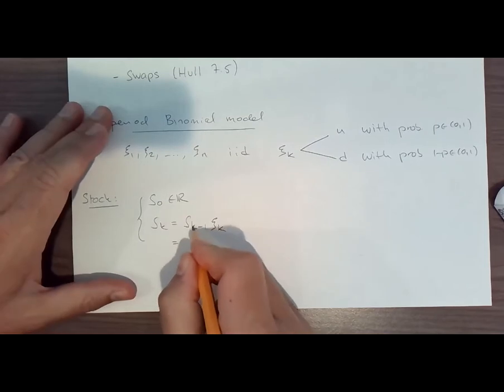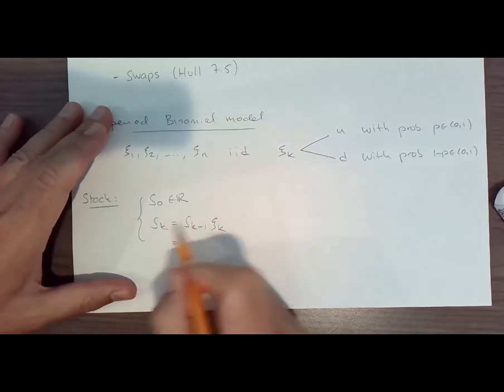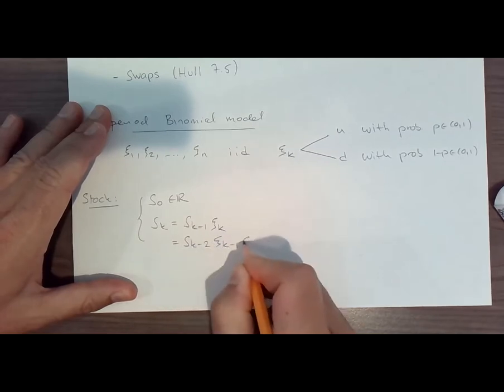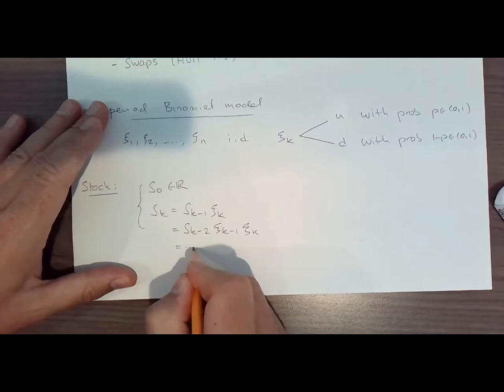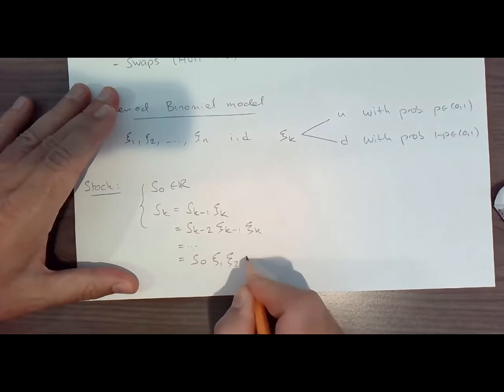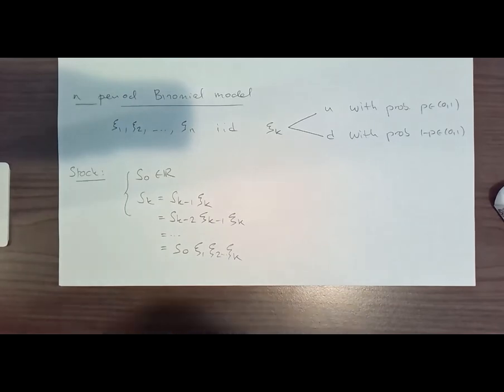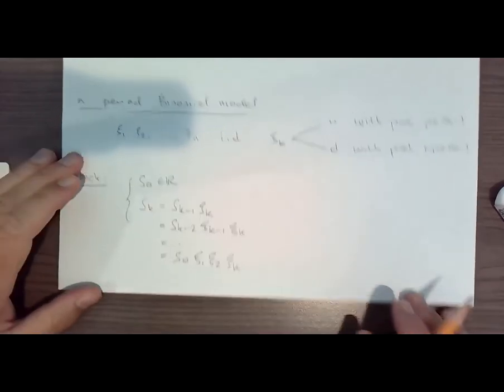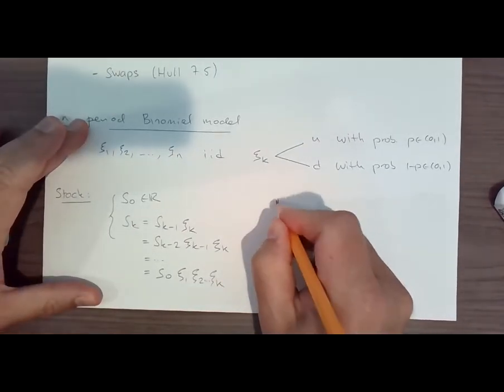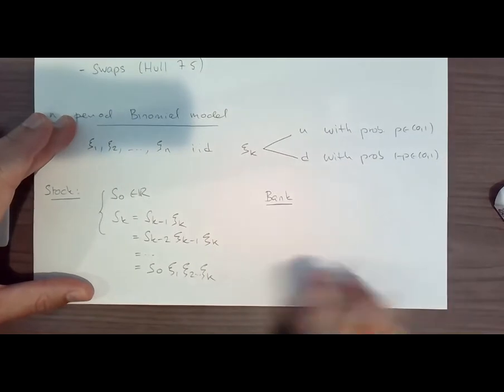And so that's the recursive structure. And of course, I can plug in Sk minus 1 has exactly the same form. So here I can write Sk minus 2 times psi k minus 1 times psi k. And I can keep doing this until I get down to S0, psi 1, psi 2, and so forth up to psi k. That's my stock price in the multiplicative n-period binomial model.